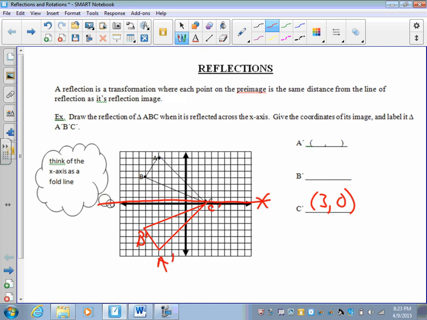For A, we go to the left 4 and we go up 7. So when I reflect it over, the x is going to stay the same, but instead of going up 7, I'm going to go down to -7. So A prime becomes -4, -7.